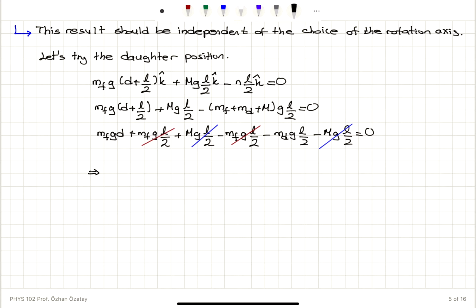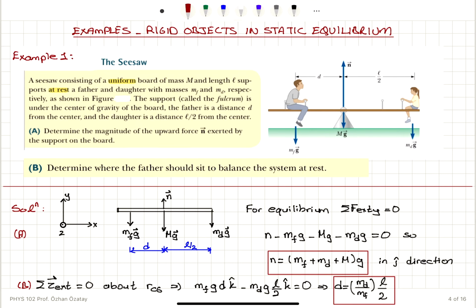So this will give me a result for d, mass of the daughter divided by mass of the father multiplied by L over 2. So I obtain exactly the same result with this choice of the axis of rotation. So this is the same result. So we have double checked our result using a different axis of rotation.